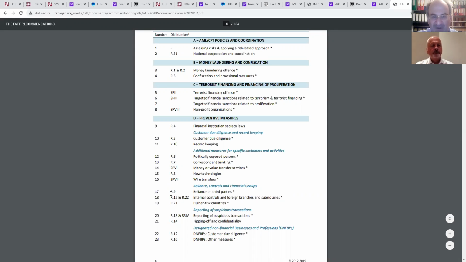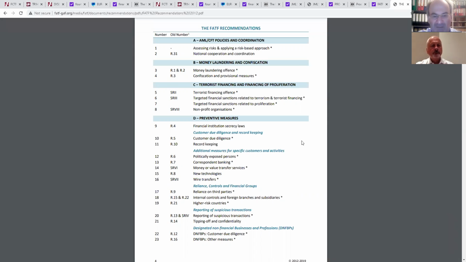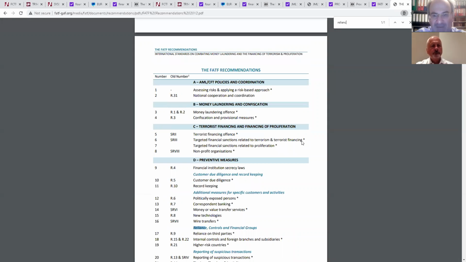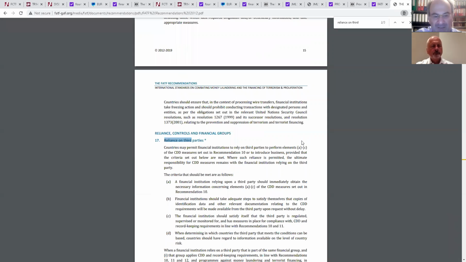But it's a PDF document. We could actually just do the old Control F routine of going reliance on third parties. We'll get the reference in the table of contents. And there it is, the recommendation on that particular subject that we can study. So I think we've pretty much covered everything that the money laundering reporting officer might need to want to look at. We haven't covered all the legislation that might be relevant, but you can't do everything all at once.